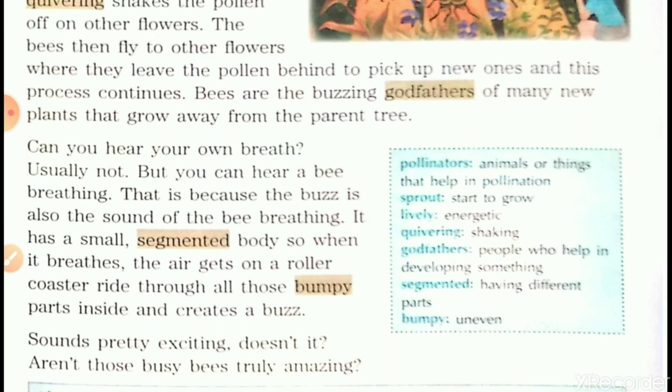Fifth word is segmented. Children, segmented means having different parts. And the sentence is: the worm has a segmented body. Children, the spelling of worm is W-O-R-M. The worm has a segmented body. The sixth word is Godfather. The film featured Amitabh Bachchan as the Godfather.